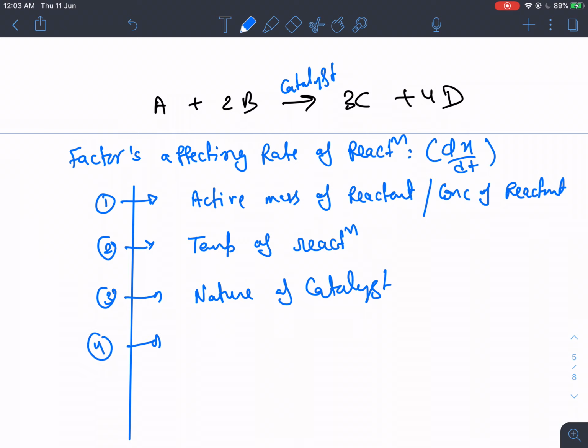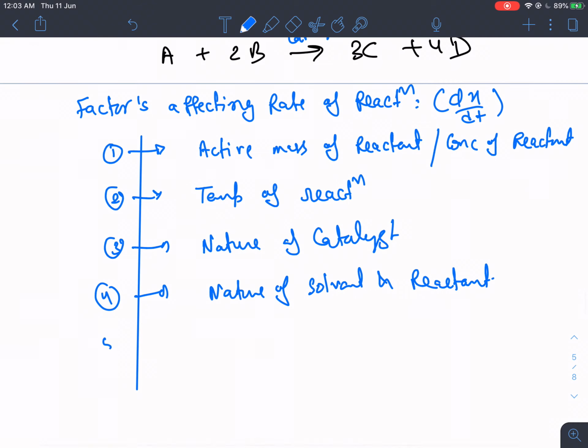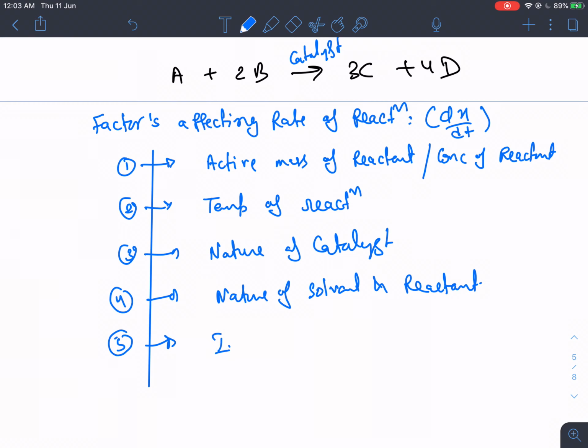Does it depend on the medium of the reaction? Yes. Generally when we talk about medium, I am talking basically about the solvent. So yes, it depends on the nature of the solvent and reactant. What about if it is a photosensitive reaction, guys? So yes, it depends on the intensity of light.